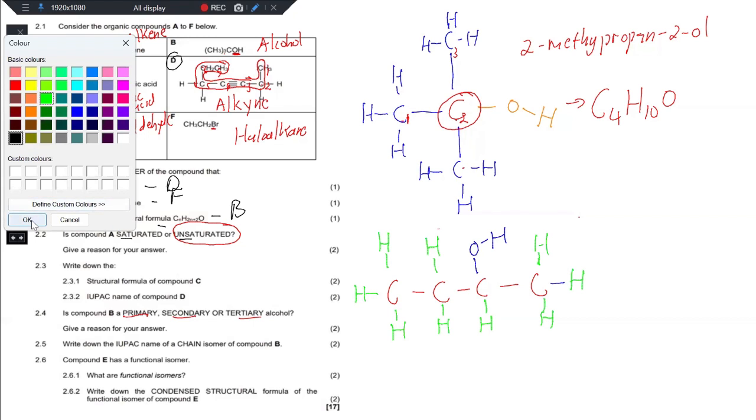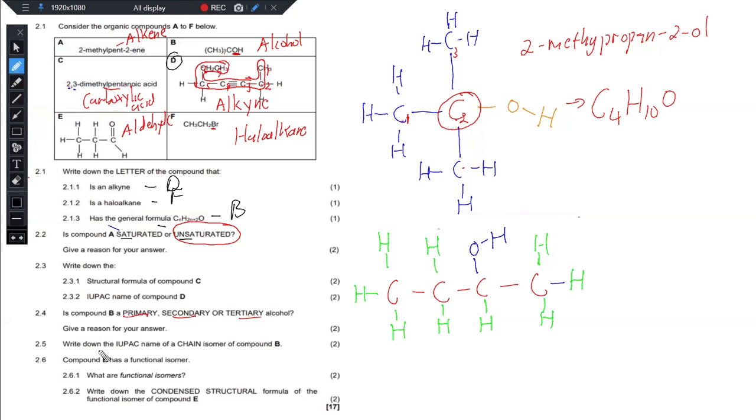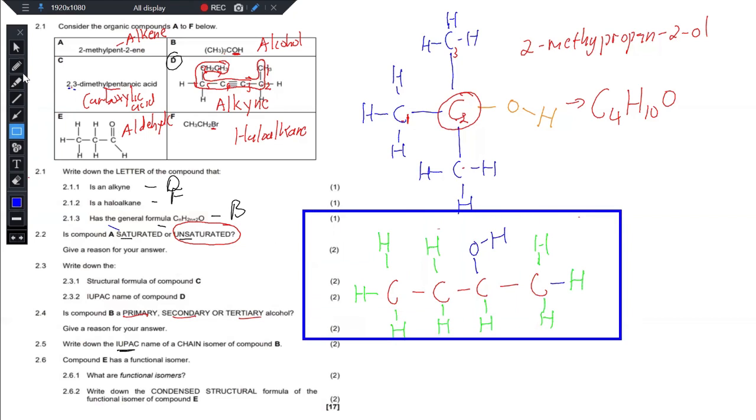So, but then we are not interested in the structural formula. They said they want the IUPAC name of this chain isomer now. So I was just trying to show you how it would look. And now let's come up with the name for this. What is the name of that? So this should be butan-2-ol. Right. So as we can see, you still maintain the same position of the hydroxyl group.